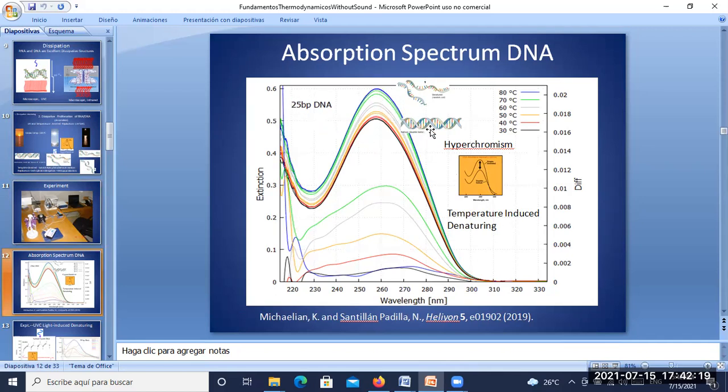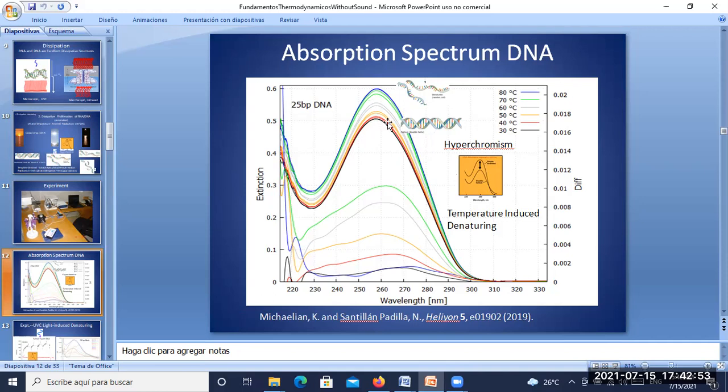And as I mentioned, there's this hyperchromic effect when it goes from double strand, which is the black line here, to single strand, which is the blue line here. And that happens by increasing the temperature from 30 degrees centigrade to 80 degrees centigrade. For this 25 base pair DNA at 85 degrees centigrade, or close to 80, all of the double strand is denatured into single strand. And that's why we get this increase in absorption of about 25% in this case.